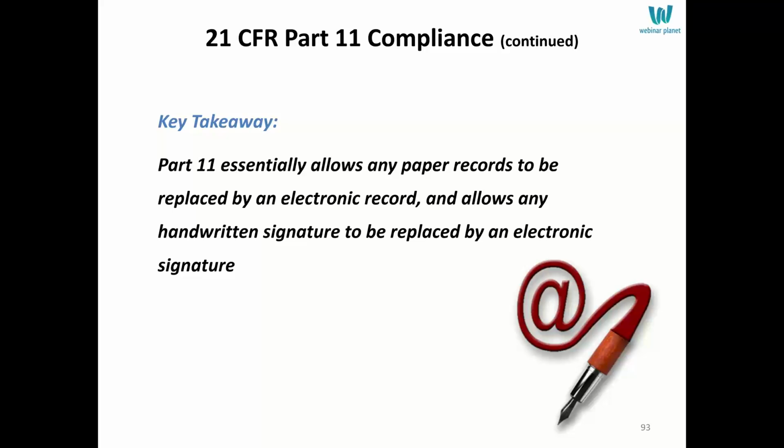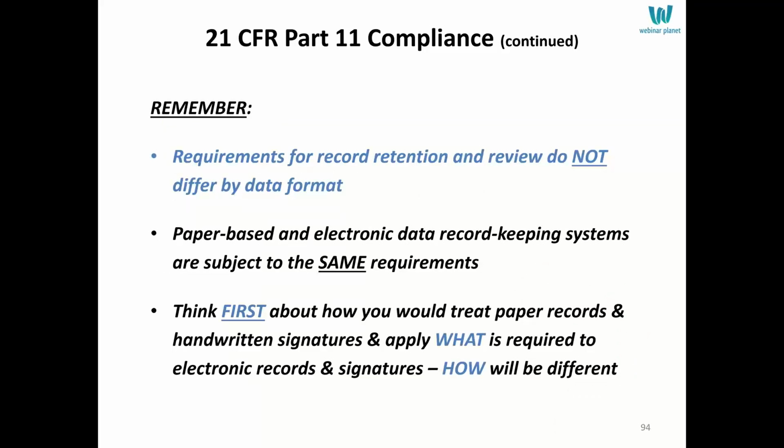So Part 11 lets you replace any paper records and handwritten signatures with electronic records and electronic signatures. What is required for paper is the same that's required for electronic, only how you meet the requirement is different. Record retention and review is also the same, whether it's electronic or paper. And these are subject, again, to the same requirements. Think first about what you would have to do on a paper record, or what you have to prove about a handwritten signature, and apply that what to the electronic records and signatures. The how is going to be different, but what is required? Authenticity, intent, being clear, those are what are required. How you do it is going to be different.